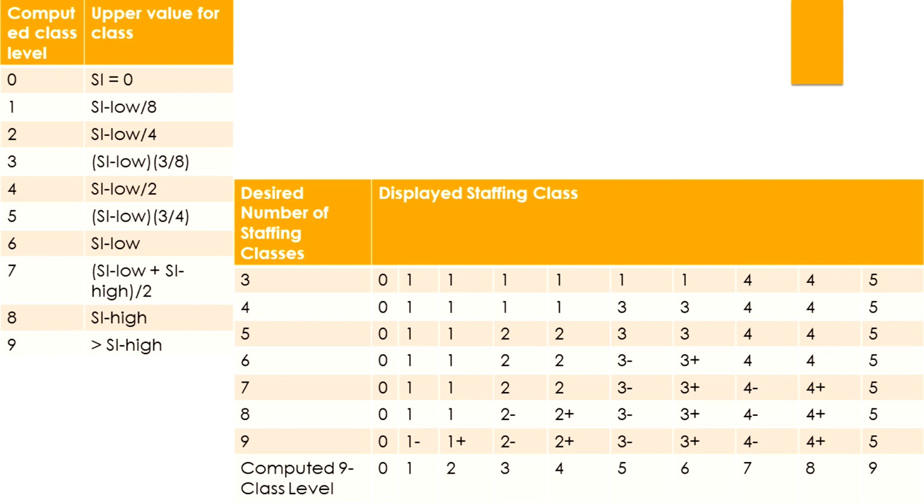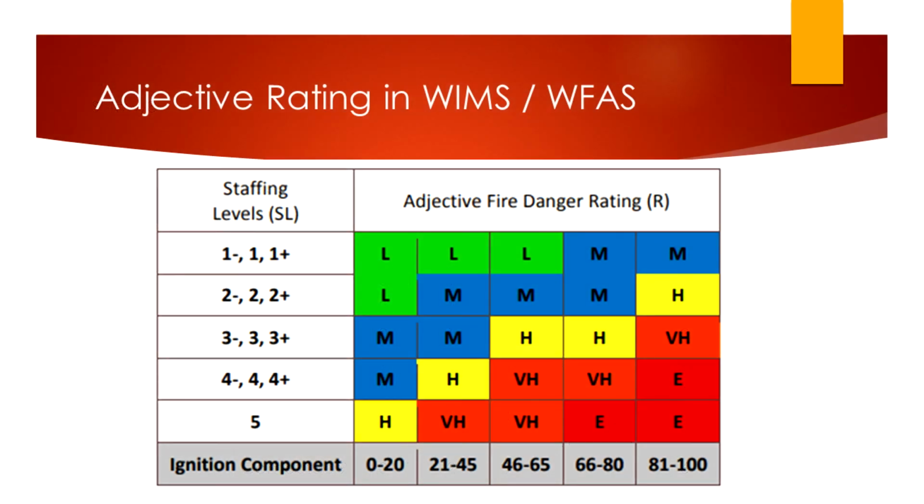The reason that's important is because we go from staffing class to adjective rating. So that means that over here, we have these things. Whatever staffing class you fall into defines this y-axis. The x-axis is determined from the ignition component. And you can see right away that if your ignition component never gets above 65, you will never be in extreme fire danger according to fire danger rating, ever. So we've got to fix it.